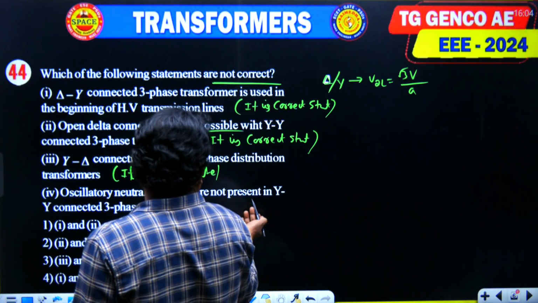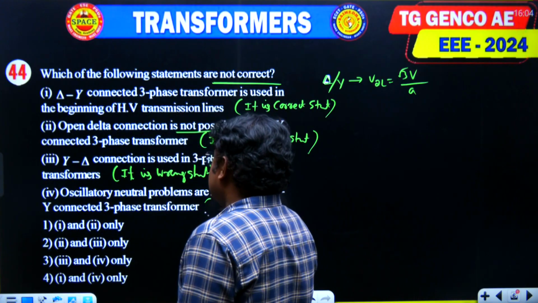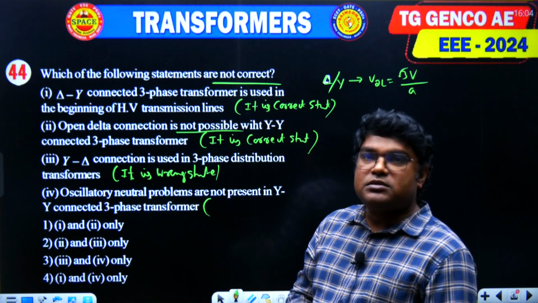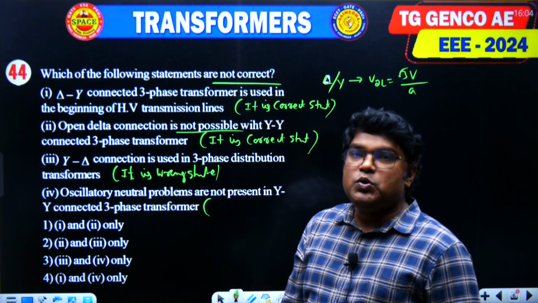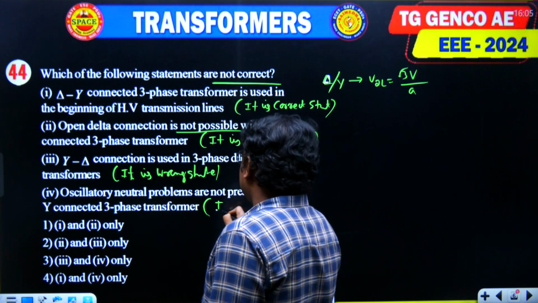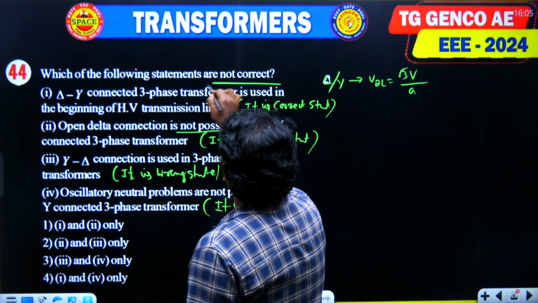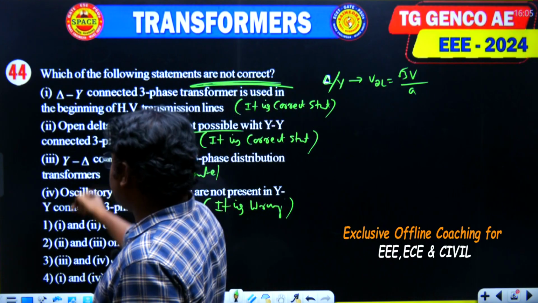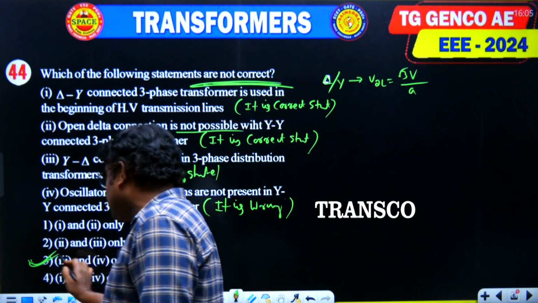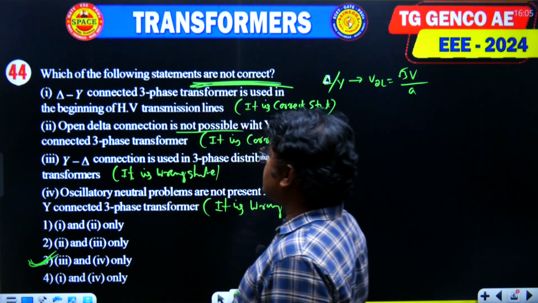Oscillatory neutral problems are not present in the star-star connected 3-phase transformer. In fact, this oscillatory neutral problem is present in the star-star 3-phase transformer. That's why we use the tertiary winding to stabilize the neutral point. So this is also a wrong statement. Now, what wrong statements are required? So that is options 3 and 4. Statements 3 and 4 are wrong. So pick the wrong statements, the not correct statements.